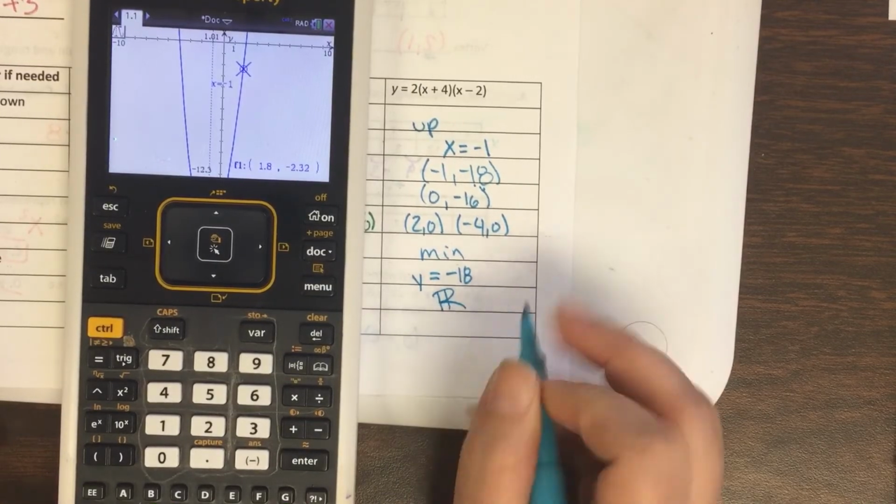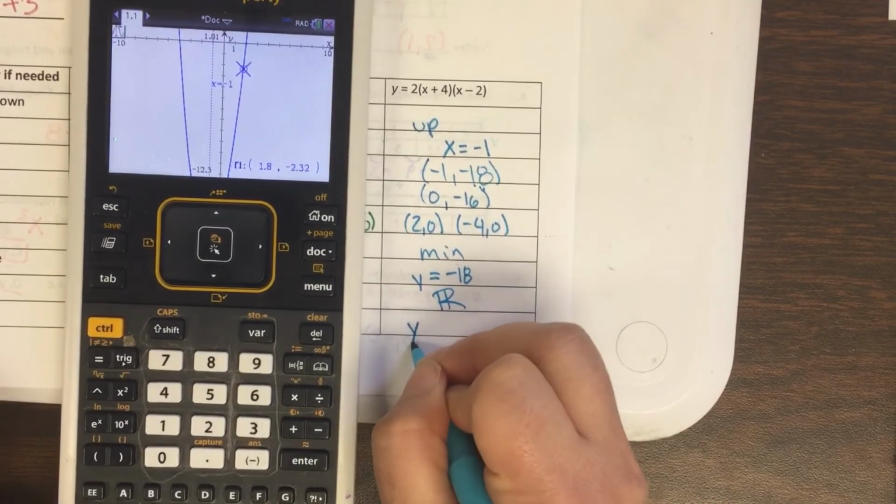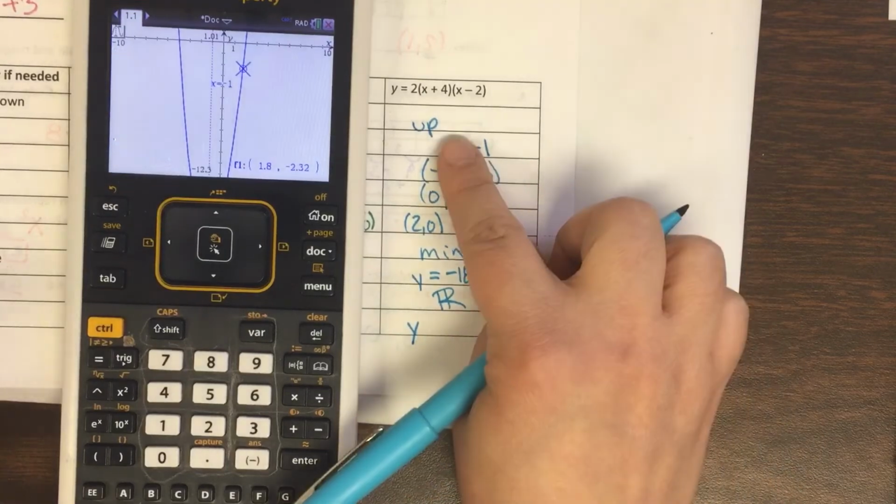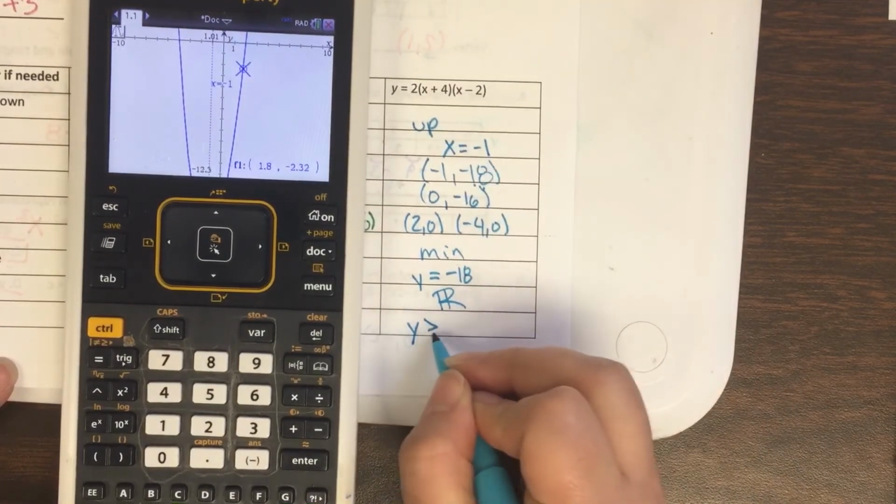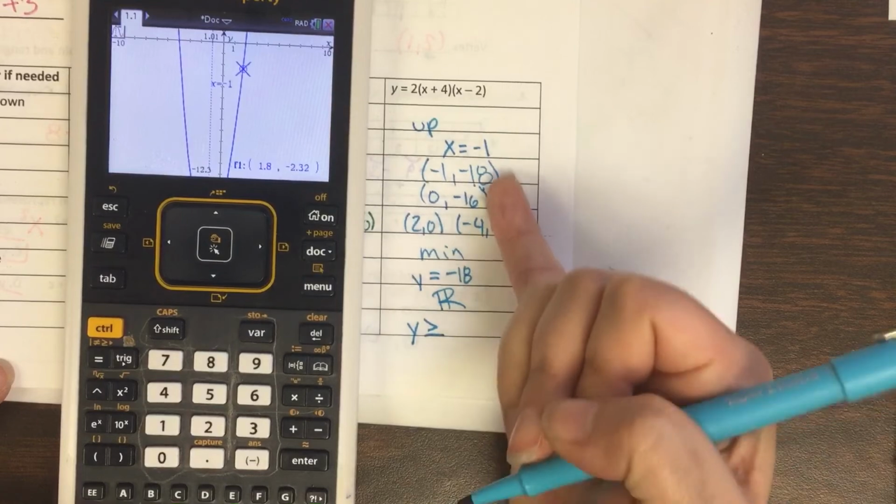Domain is going to be all real numbers. My range is referring to the y values. Because this is opening up, that means y is going to be greater than or equal to the y value of the vertex.